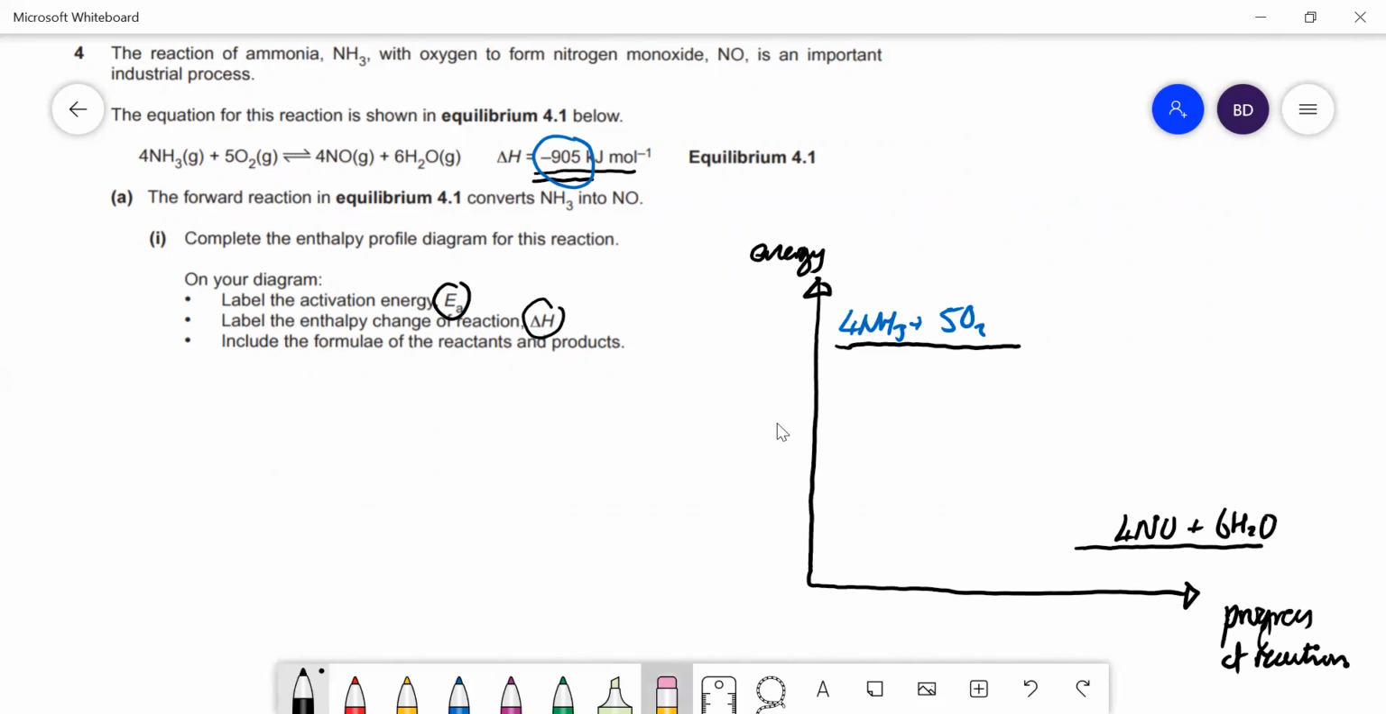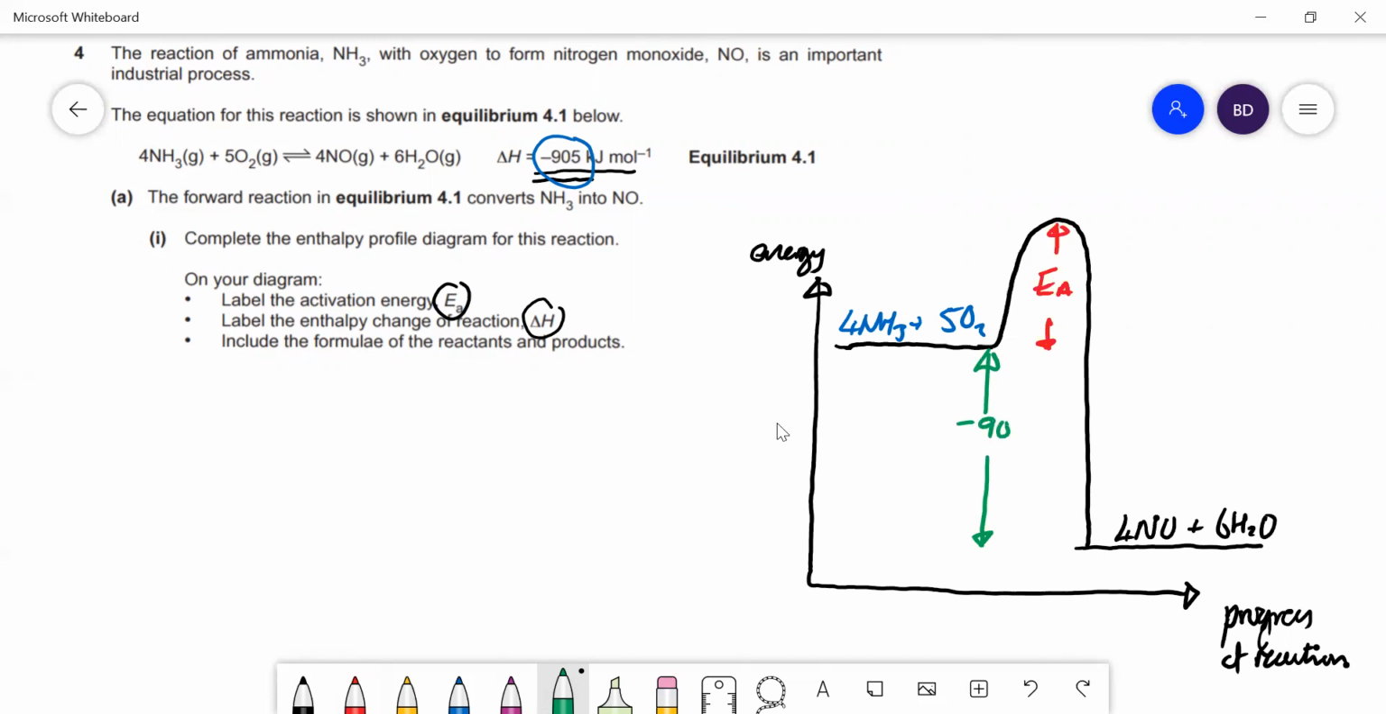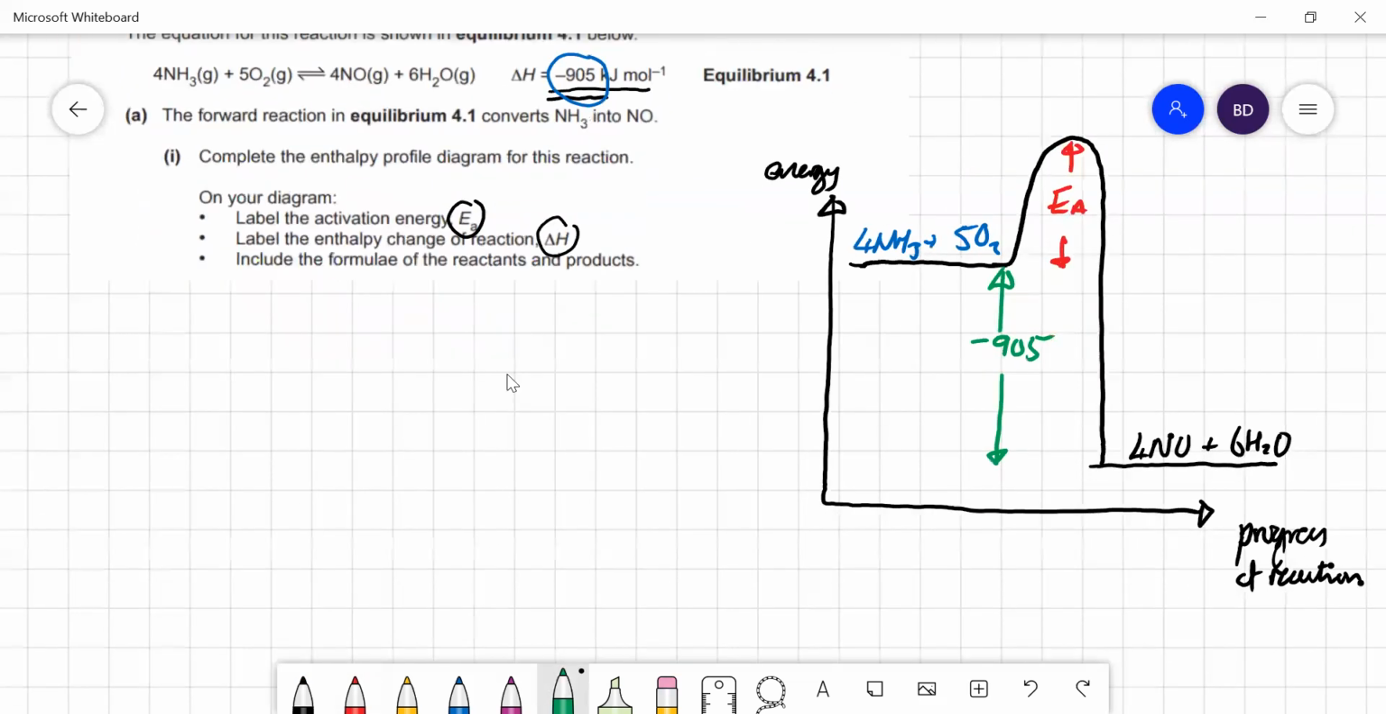We need to put in what happens during the course of the reaction. It has to go to higher chemical energy first before you get any released. And that's the activation energy, that bit. So we've got to label the activation energy. Activation energy is that bit from there down to there. And the enthalpy change of the reaction is from the reactants down to the products. It's there: minus 905 kilojoules. Okay, so that's the diagram.